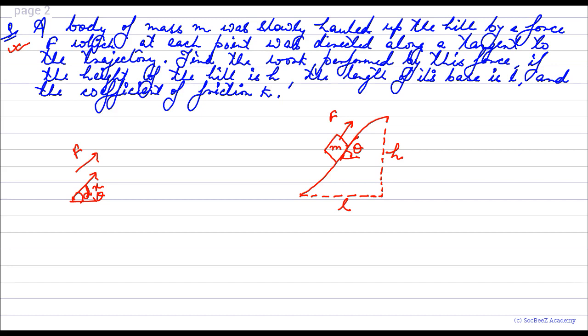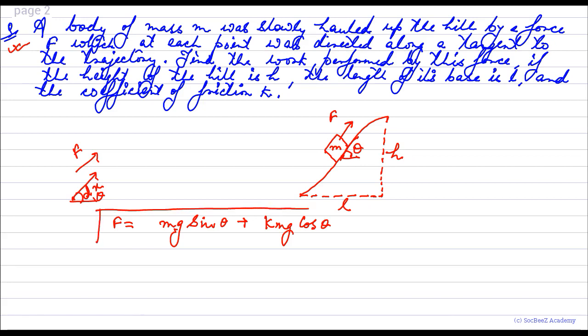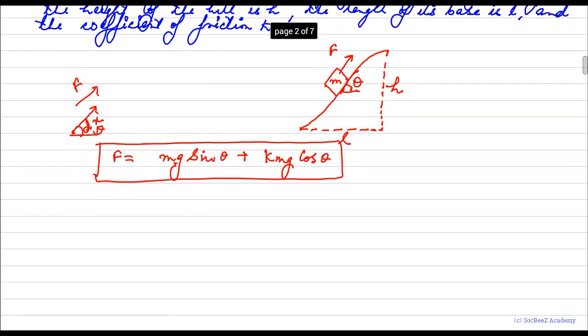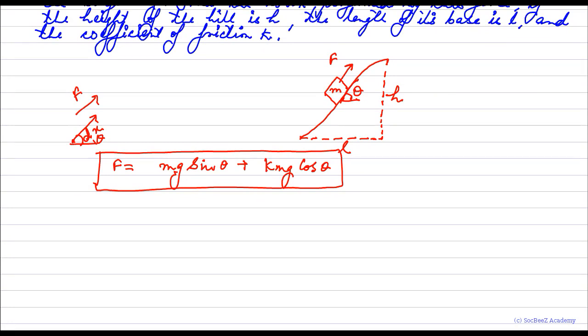The force at this particular point is going to be given by mg sine theta plus k mg cos theta, since the particle was in equilibrium because it was slowly hauled up the hill. So from that statement I have written this expression, that the particle was always in equilibrium. Now the work done is going to be given by dw, the small work done at this point by this force. dw is going to be given by F dotted with dx.